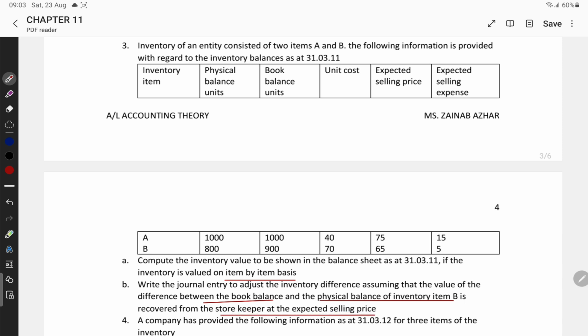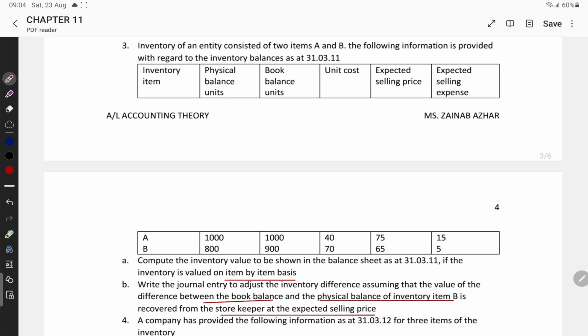Okay, so let's see. If we take a look at item A, the physical balance is 1000 and book balance is also 1000. Item B, physical balance is 800 and book balance is 900. Now what do this physical and book balance mean? Book balance is you are maintaining a record. When inventory comes in, you are recording it. When inventory goes out, you are recording it. So your book balance is showing you have 900 units. When you go to the store and you count the inventory, that inventory is only 800 units.